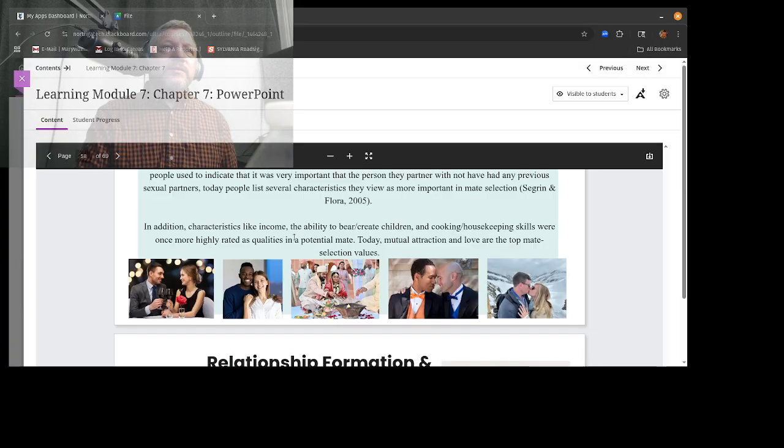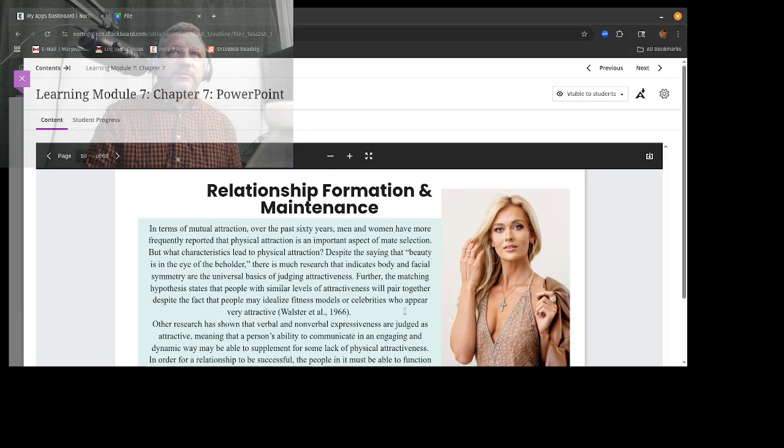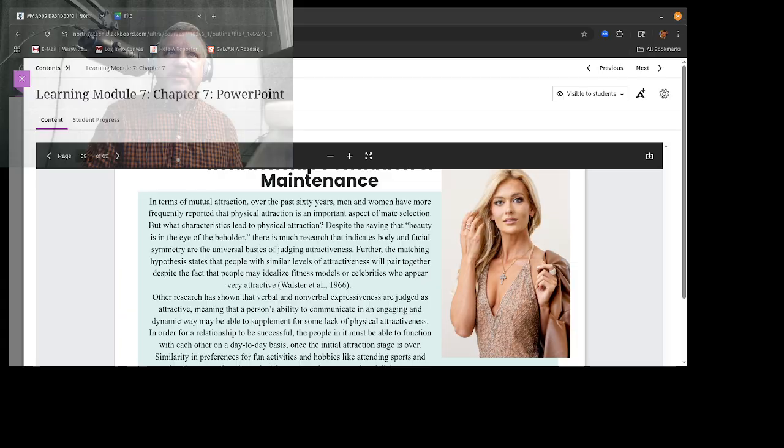In addition, characteristics like income, ability to bear and create children, and cooking and housekeeping skills were once highly rated as a potential mate, right? Nowadays, do we really think about that much? Today, we're into mutual attraction and love. When we think about relationship formation and maintenance, in terms of mutual attraction, over the past 60 years, men and women have more frequently reported that physical attraction is an important aspect of mate selection.